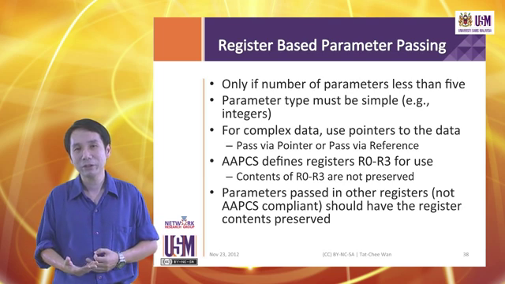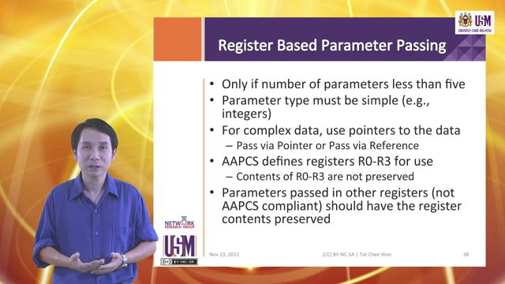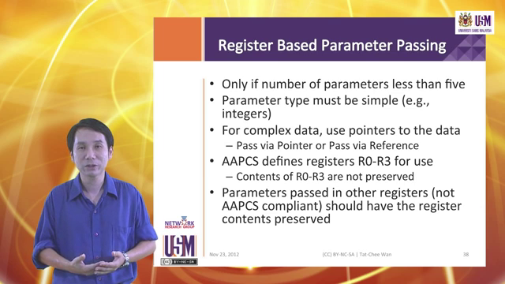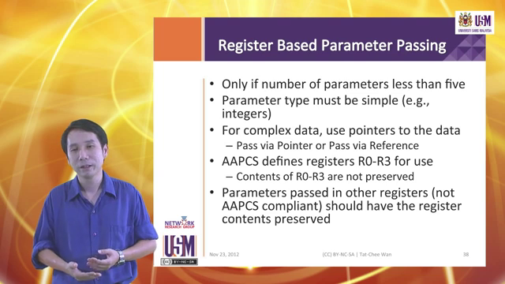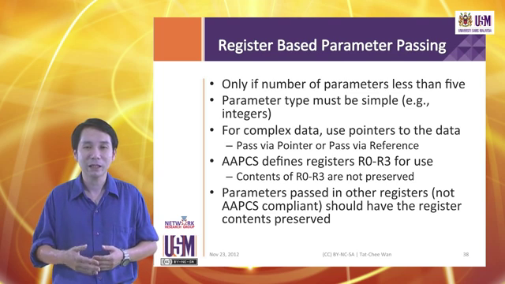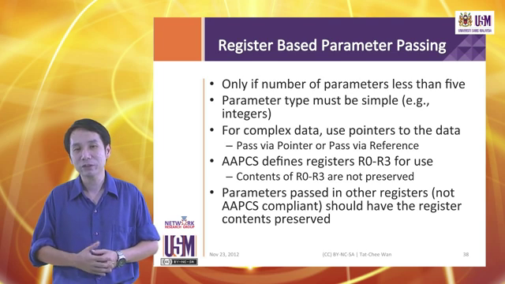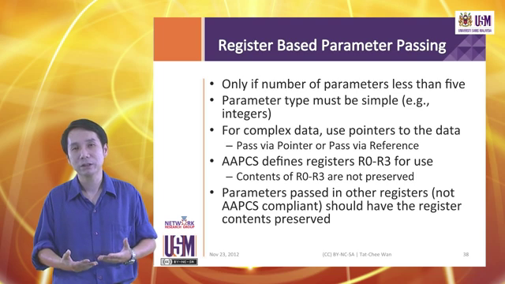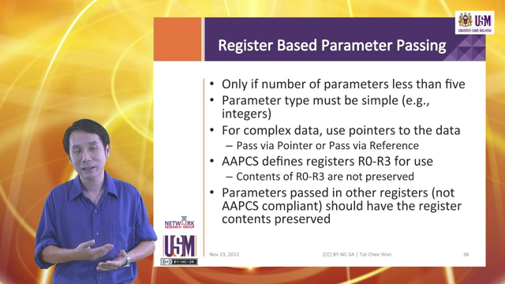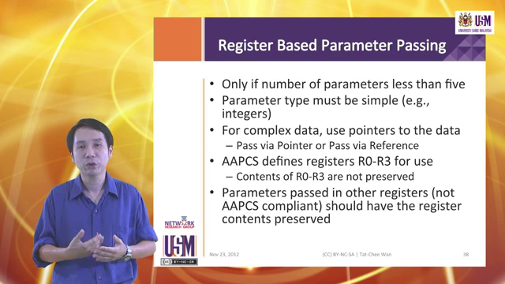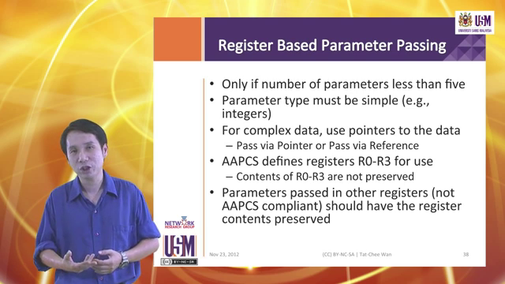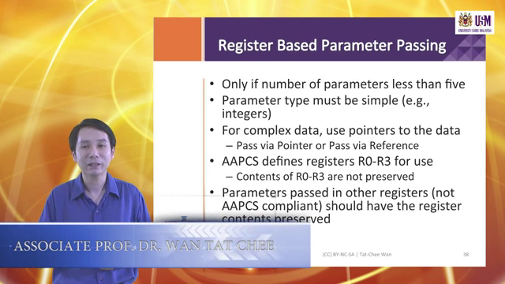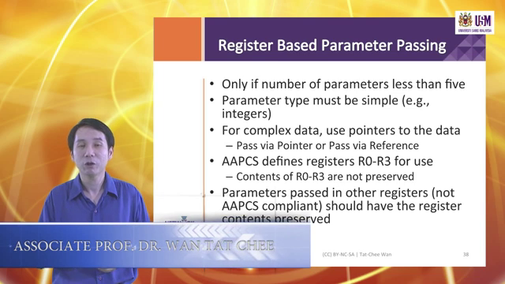Now, you can use as many registers as available in the microprocessor for passing parameters from one routine to another. However, if we do that, we may end up not having enough registers to keep our temporary variables in our main routine before we call the subroutine. So in the AAPCS, only 4 parameters are allowed to be stored in registers directly. So in our case, if we use a register-based parameter passing technique, we can do so only if the number of parameters is less than 5. And the parameter types must be simple, such as integers or 32-bit values, or less than 32-bit values such as half words and bytes, or else pointers. Now, if you want to use complex data, for example, a data structure that contains different elements to be passed to the called subroutine, you would need to use a pointer to that data instead of the actual data itself. So this is called pass via pointer or pass via reference.